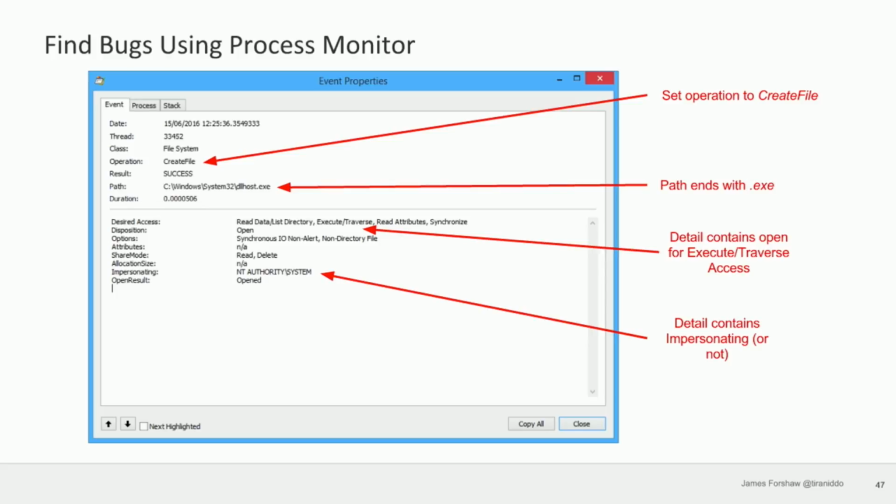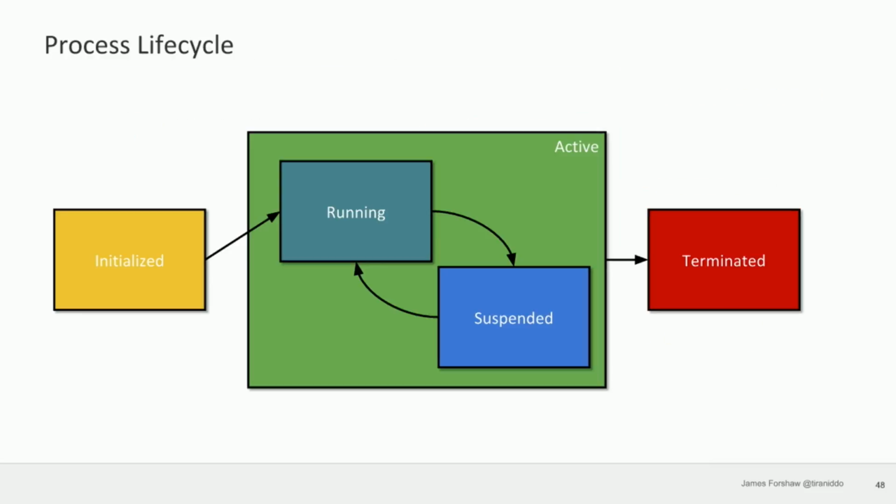It's also worth pointing out, you can also look for mismatched creation, obviously, where you're looking for, say, something impersonating system or some other user and creating a process with a different user. And unfortunately, that's not quite as easy to see from Process Monitor, but with a bit of playing around, you can see it.